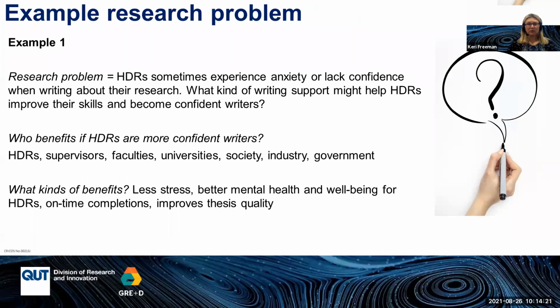So here's an example. If you're not quite sure what you could write here, this might help you a little bit. So example one, research problem. Sometimes HDRs experience anxiety or lack confidence when writing about their research. So what kind of writing support might help them improve their skills and become confident writers? So that's the problem. Okay, what's the best way to support HDRs' writing development?